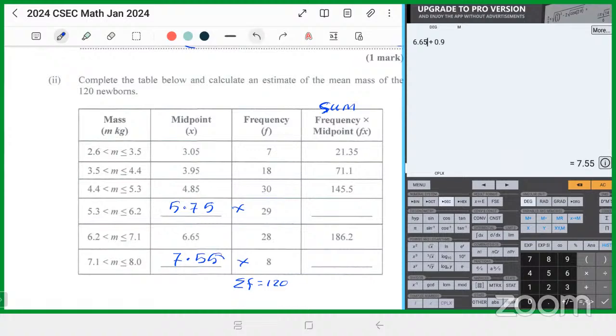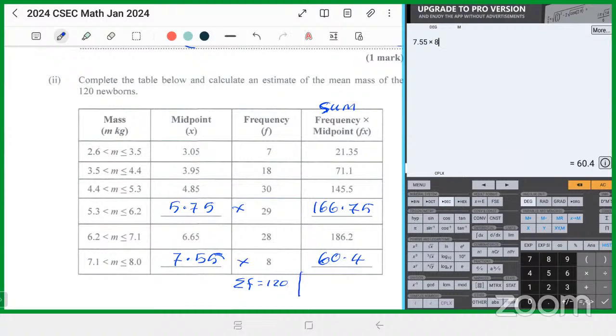To complete this, we need to multiply these two values and multiply those two values. Let's do this one first: 5.75 times 29 gives us 166.75. And I multiply these two now: 7.55 times 8 gives us 60.4. So the 60.4, for example, is saying that the total mass of all 8 babies in that group is this. So these values now represent the estimated sum of all the babies.